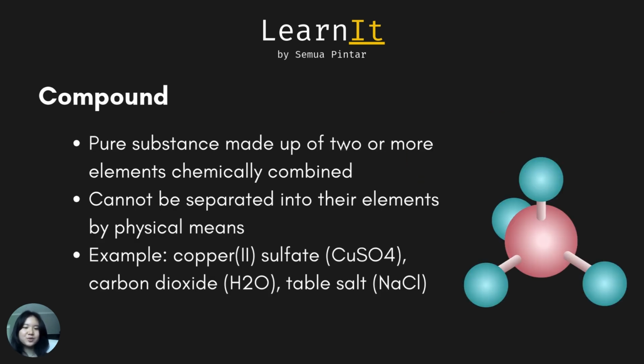Next, I'm going to move on to compounds. So what is a compound? It is a pure substance made of two or more elements chemically combined. The key words here are two or more elements, chemically combined together. Also take note that they cannot be separated into their elements by physical means. Examples of this are copper(II) sulfate, CuSO4, carbon dioxide, as well as table salt.